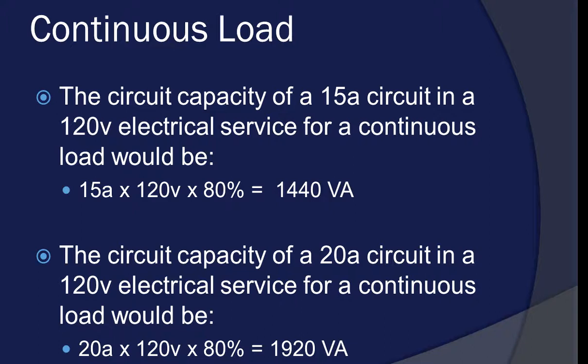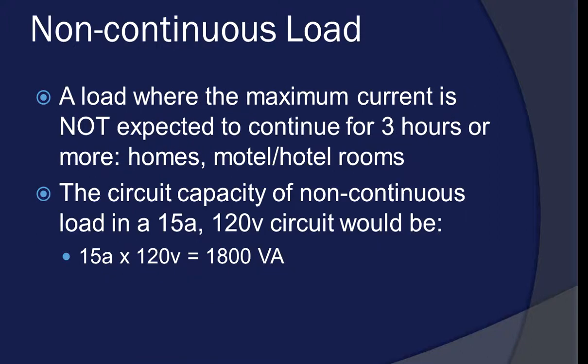So now we've determined our general lighting load, and now we have our circuit capacity, and we just divide one into another, as I'll show you in the next slide. But first, let's talk about a non-continuous load, and that is where the load is not expected to continue for more than 3 hours. These are places like homes or motel rooms. So the circuit capacity in a non-continuous load would be 15 amps times 120 volts, and that gives 1,800 watts as your circuit capacity for a non-continuous load.